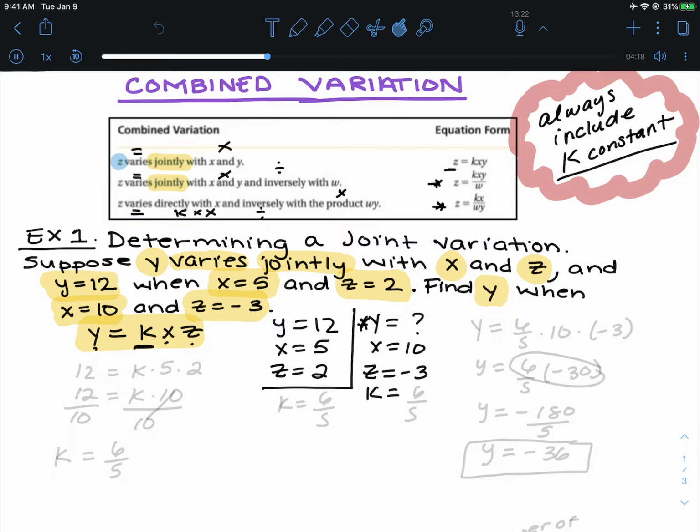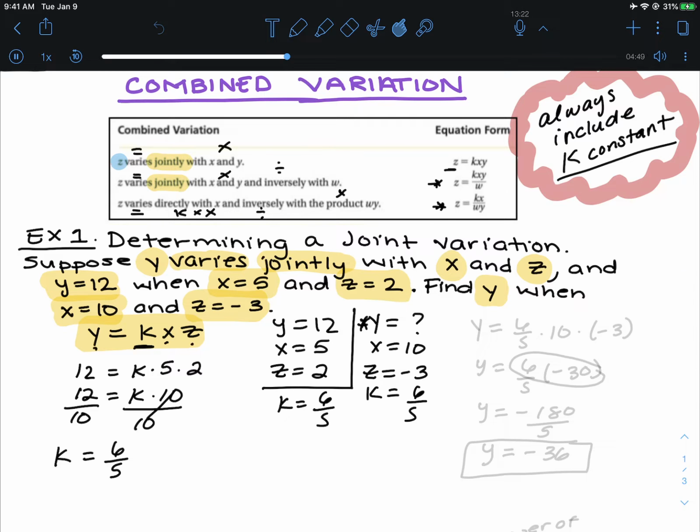Go ahead and plug those in. So Y equals 12, which is going to equal K times X, which is 5, times Z, which is 2. Well, what's 5 times 2? 10. So that's K times 10. I have to solve for K. We're going to divide by 10 on both sides. So K is going to equal 12 divided by 10, or you can divide both of those by 2 and you get 6/5. So that means K is 6/5.